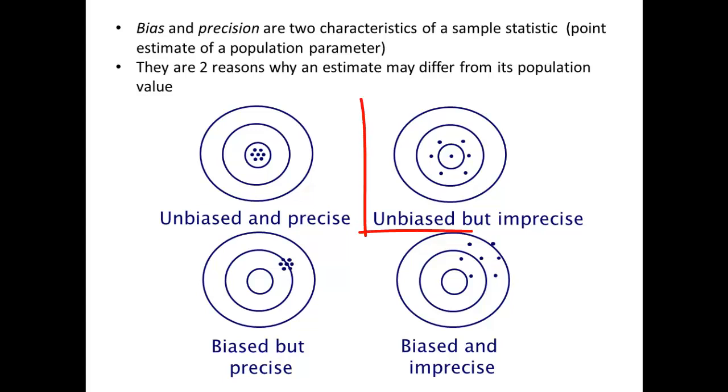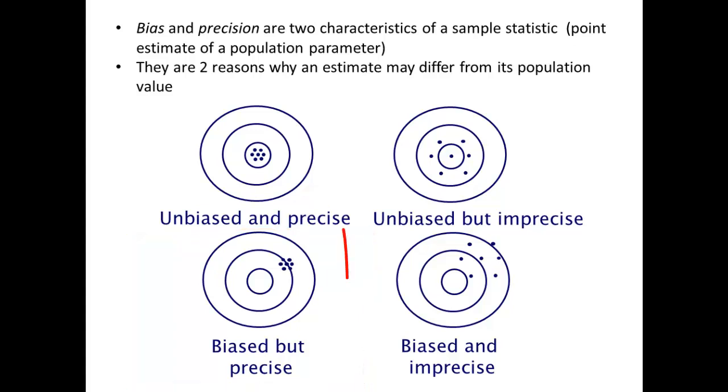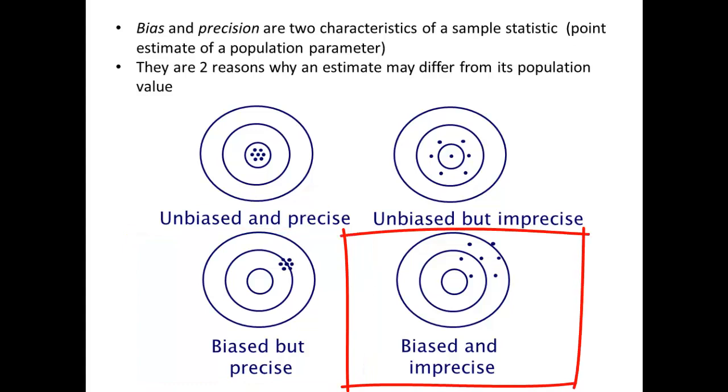In this next plot here, we are still unbiased because our point estimates are centered around the population parameter, but our measure is less precise, as indicated by the wider scatter. Here, our point estimates are more precise, but now they're biased. They center away from the population parameter. And lastly, we have a biased and an imprecise estimate. Not very good at all.